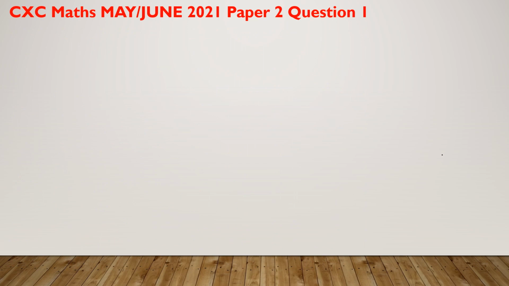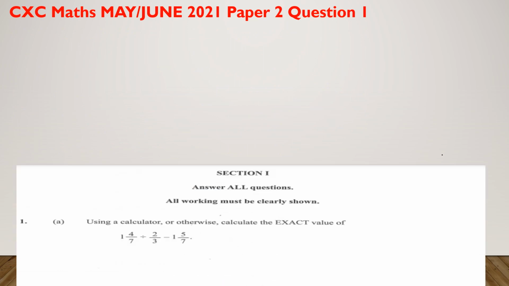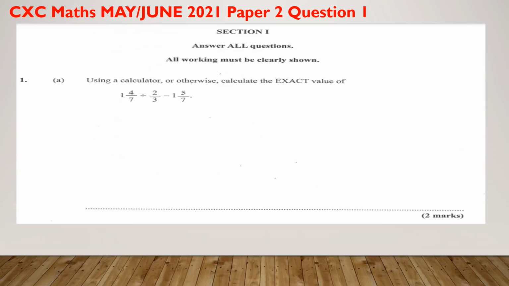Here we have May-June 2021, paper 2, question 1. Using a calculator or otherwise, calculate the exact value of 1 4/7 ÷ 2/3 − 1 5/7. So let's convert these mixed numbers. Remember, we multiply the whole number by the denominator and then we add the numerator. Multiply the whole number by the denominator, then add the numerator.